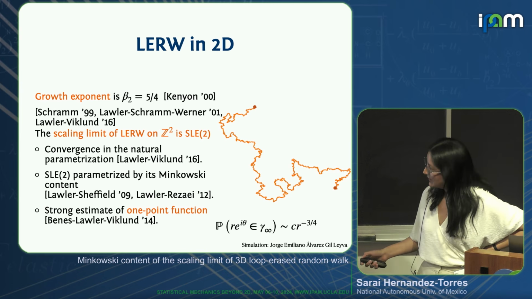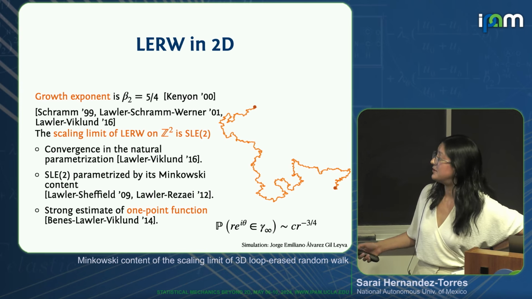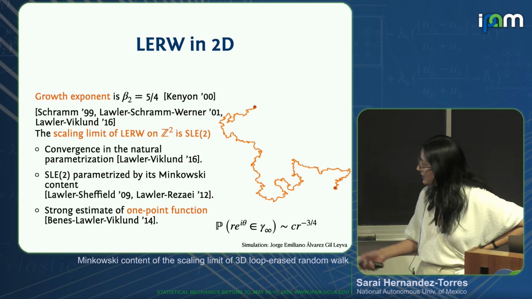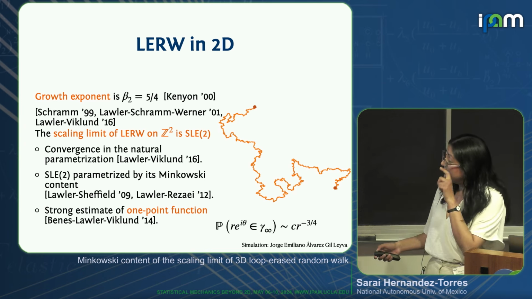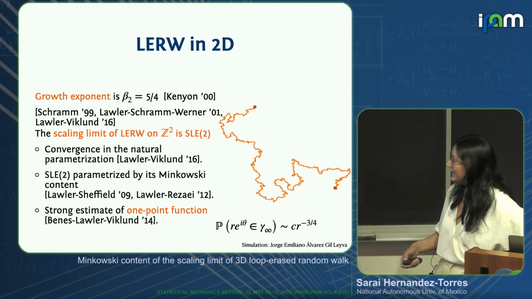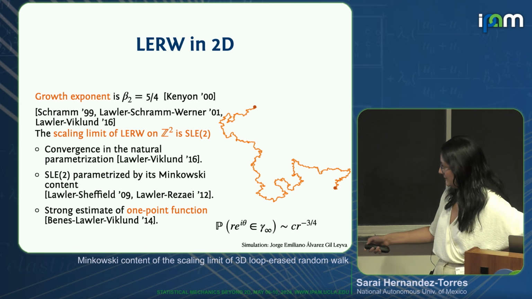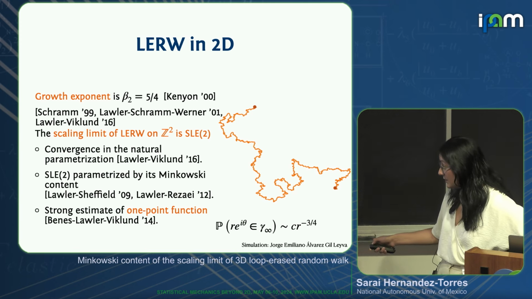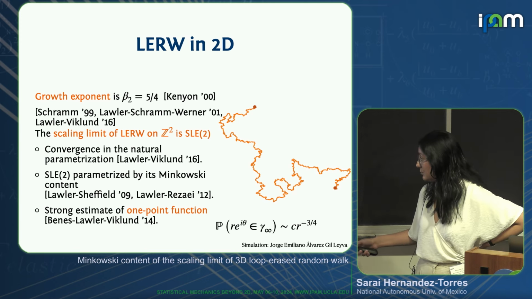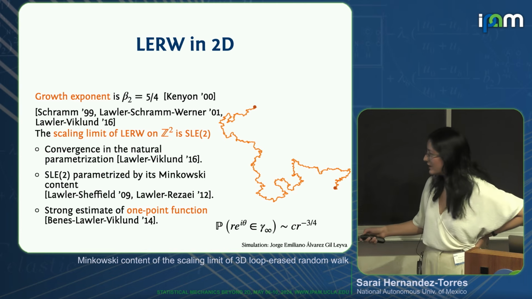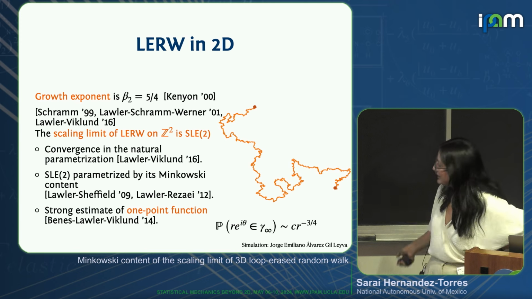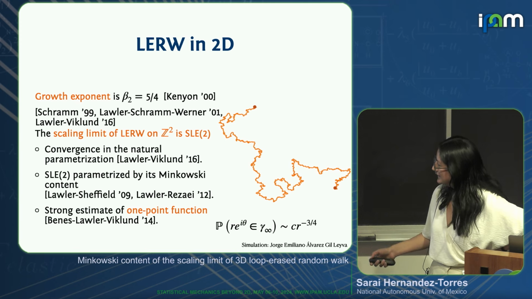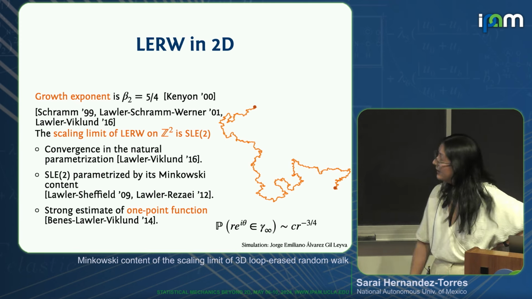So as I told you, to show the existence of the Minkowski content, they needed strong one-point estimates. So in this case, Beneš, Lawler, and Viklund improved the one-point estimate of Rick, so that now they understand very well what would be this constant in terms of the point that you are looking at, the probability that it belongs to the loop-erased random walk, and it is asymptotically equivalent to r to the 2 minus 3/4. So this is kind of the goal, to have estimates of this type.